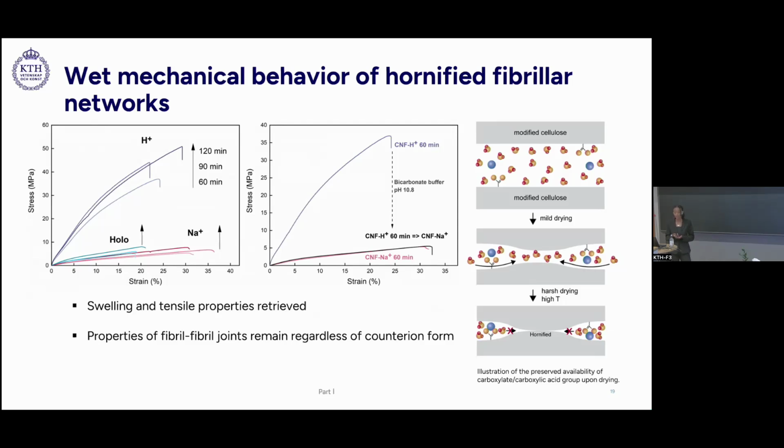And this indicates that the properties of the fibril joints, which are formed upon hornification, remain the same regardless of the two counterion forms. And it also indicates that the regions that were exposed to deprotonation are still accessible for counterion exchange despite the hornification, which would mean that these regions do not hornify.